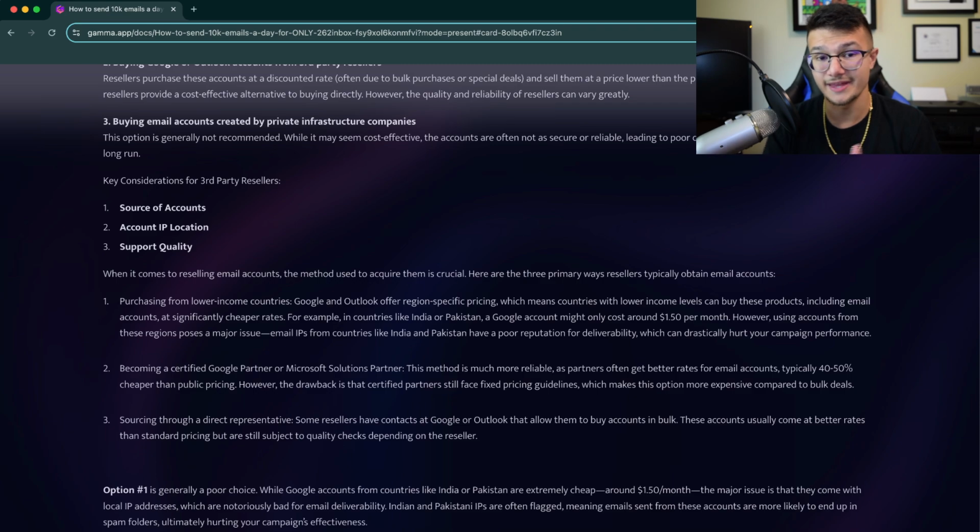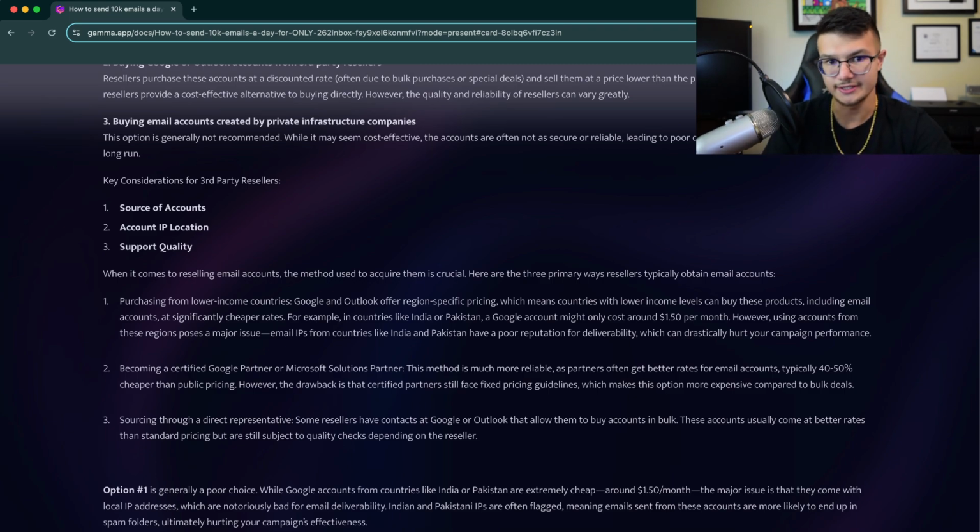So indeed, this method is a little bit more reliable, as partners often get better rates for email accounts, typically 40 to 50% cheaper than public pricing. Now, of course, the drawback is that certified partners still face fixed pricing guidelines, which is going to make this option more expensive compared to bulk deals.